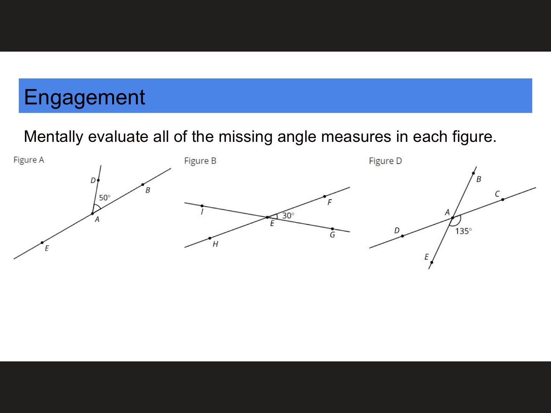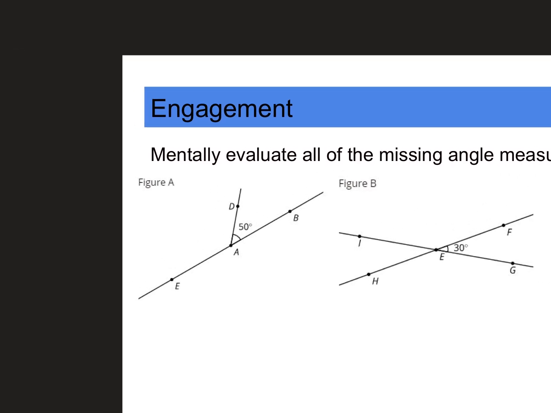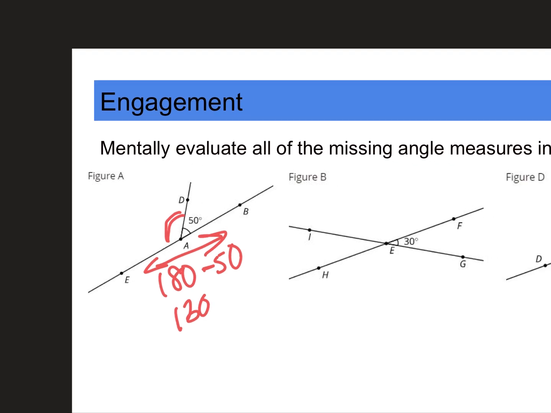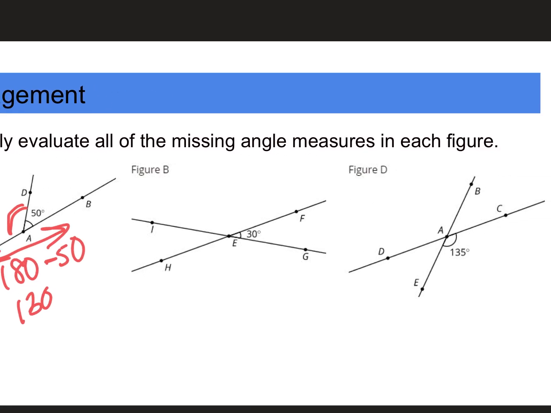Okay, you're back. Let's look first at figure A. We're looking for this missing angle measurement. Well, I know this is a straight line, and I know a line has a measurement of 180 degrees, so I'm going to do 180 degrees minus 50. So I know that that angle must be 130 degrees.